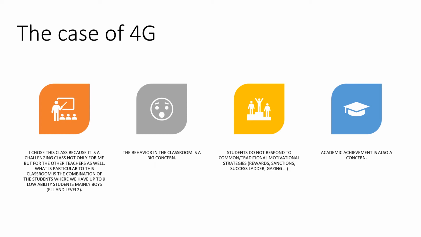The case study. I have chosen class 4G for several reasons. First, it is a challenging class, not only for me, but for the other teachers as well. What is particular to this class is the combination of the students, where we have up to 9 low ability students, mainly boys. Second, the behavior in the classroom is a big concern: irresponsible talking, shouting out, and disruptive behavior. Students do not respond to common traditional motivational strategies such as rewards, sanctions, success ladder, and gazing. And of course, academic achievement is also a big concern.